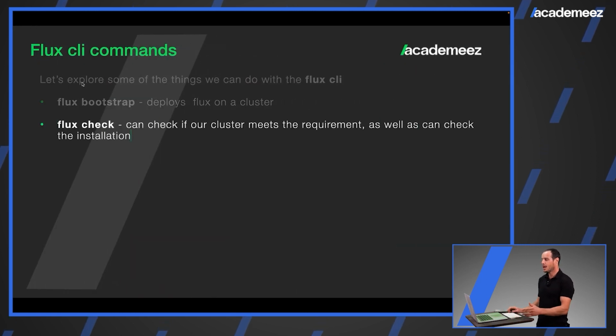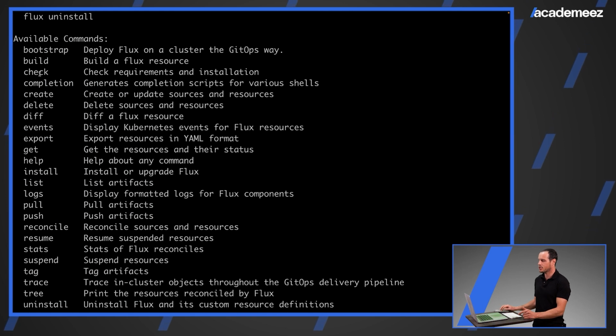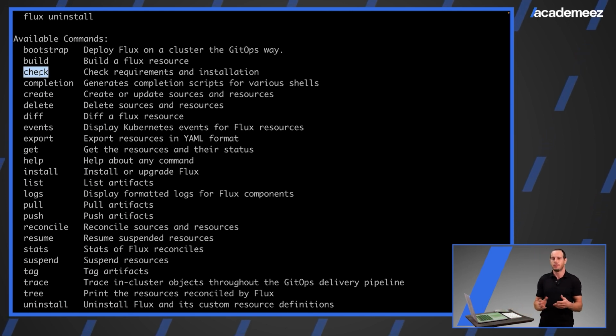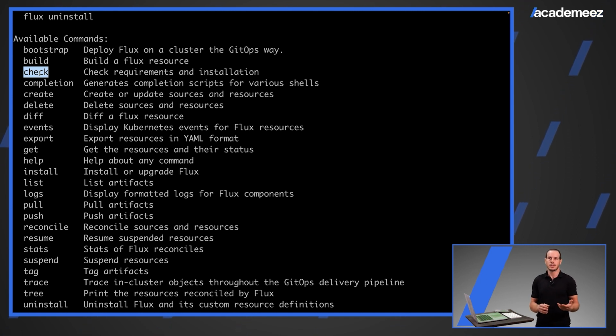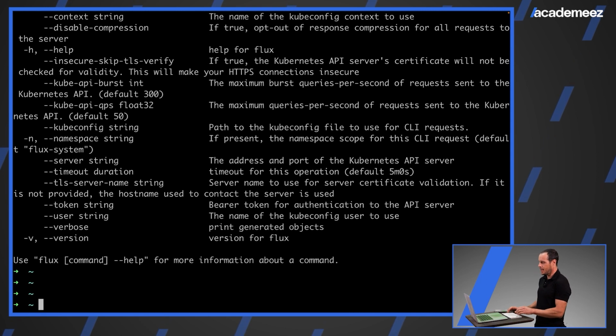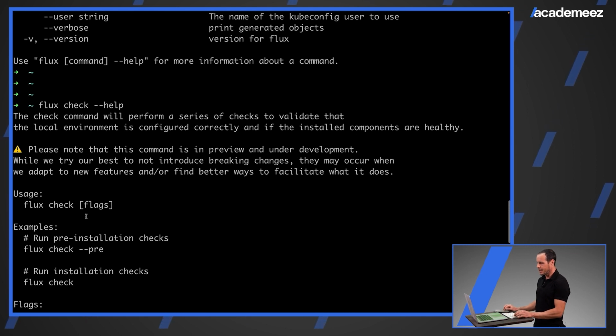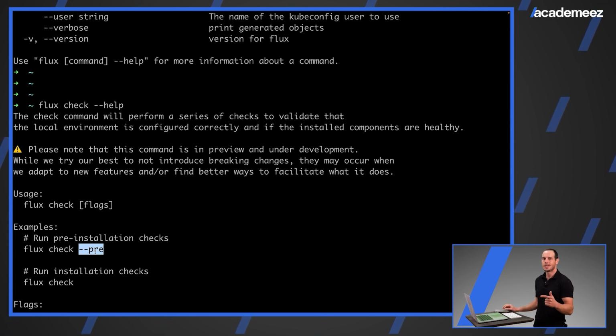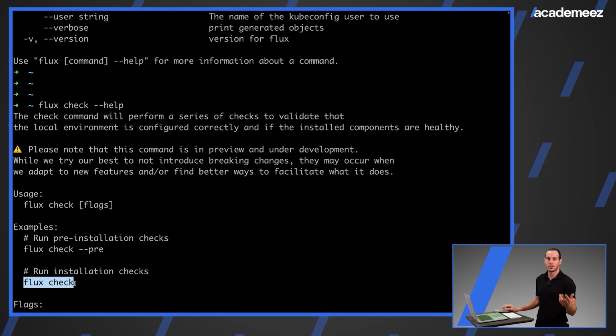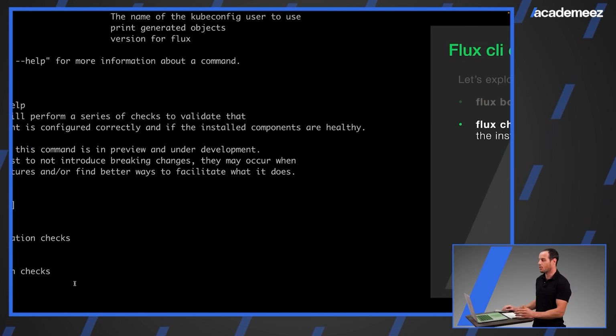Another command that we have, and we'll also examine this command in a minute, is the flux check command. We use this command to verify that our cluster meets the required demands, and you can also use it to verify that the Flux installation is okay. If you want to read about this command, you can do flux check --help and see that this command can be run with the --pre flag before Flux is installed to check that your cluster meets the necessary demands, and also you can run it without the --pre flag, which will check the Flux installation to see if everything is installed correctly.